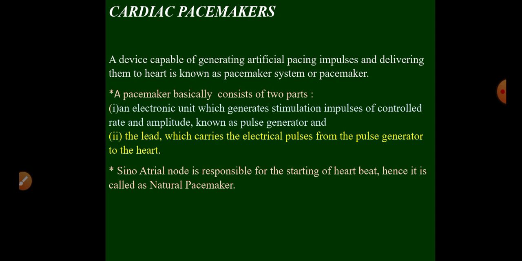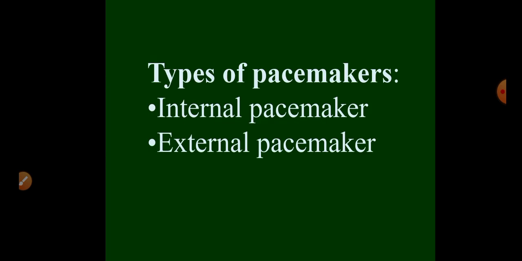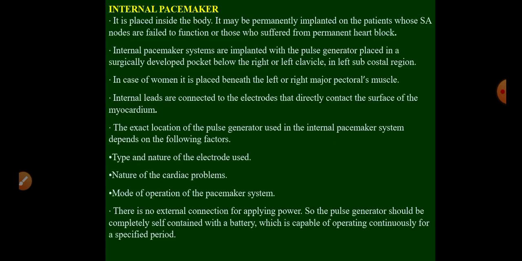Okay, and the sinoatrial node, which we commonly call the SA node, is responsible for starting the heartbeat, and hence the SA node is called the natural pacemaker. So there are two types of pacemakers. One is the internal pacemaker, and second is the external pacemaker. Depending on where the pulse generator circuit is placed, whether within the body or outside the body, we take it as two different types, internal and external.